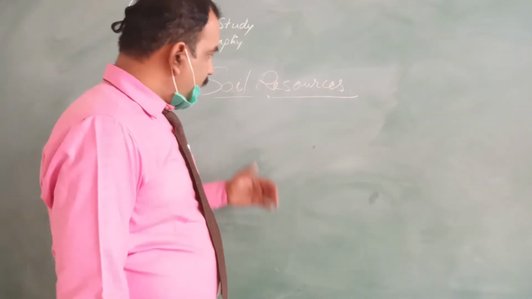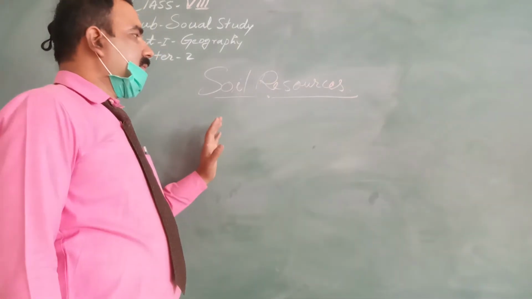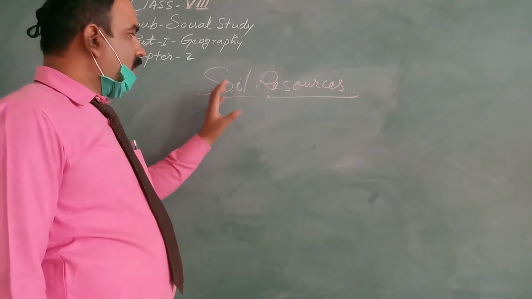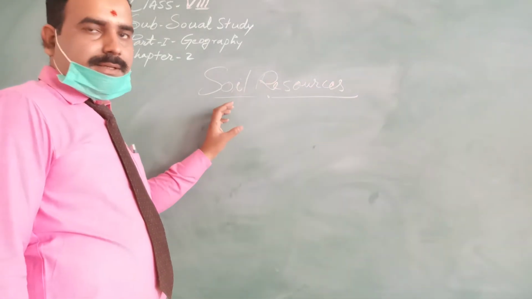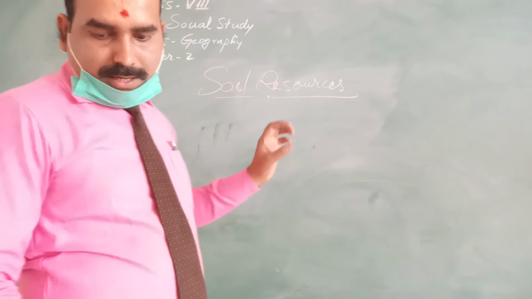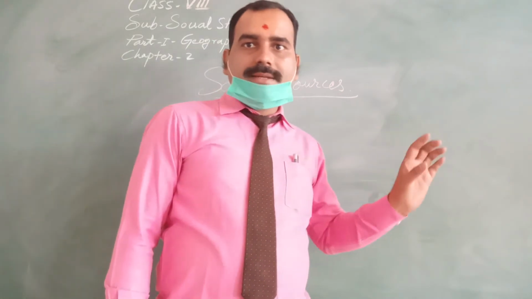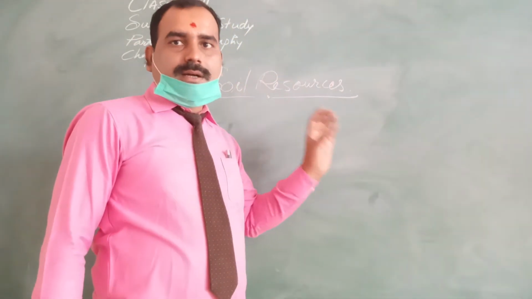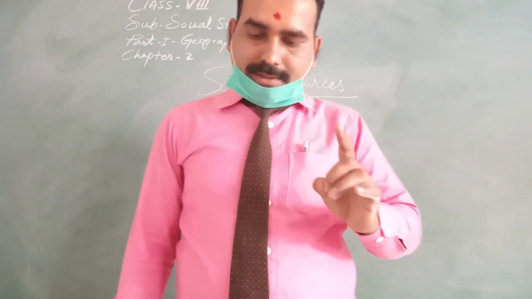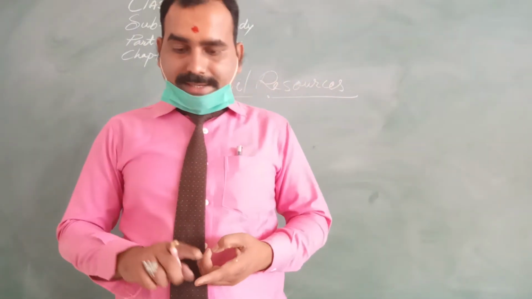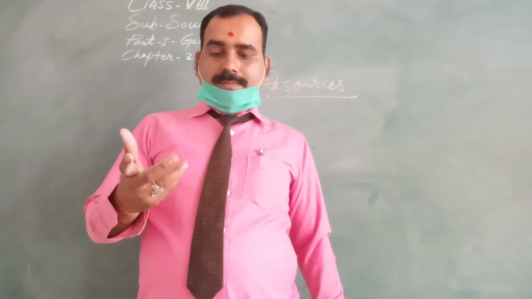So, in this process of understanding, we come to know that soil is the uppermost layer covering the earth's surface. It consists of minerals, organic matter, air and water. Minerals come from weathering of rocks, while organic matter consists of biological plants and organisms.